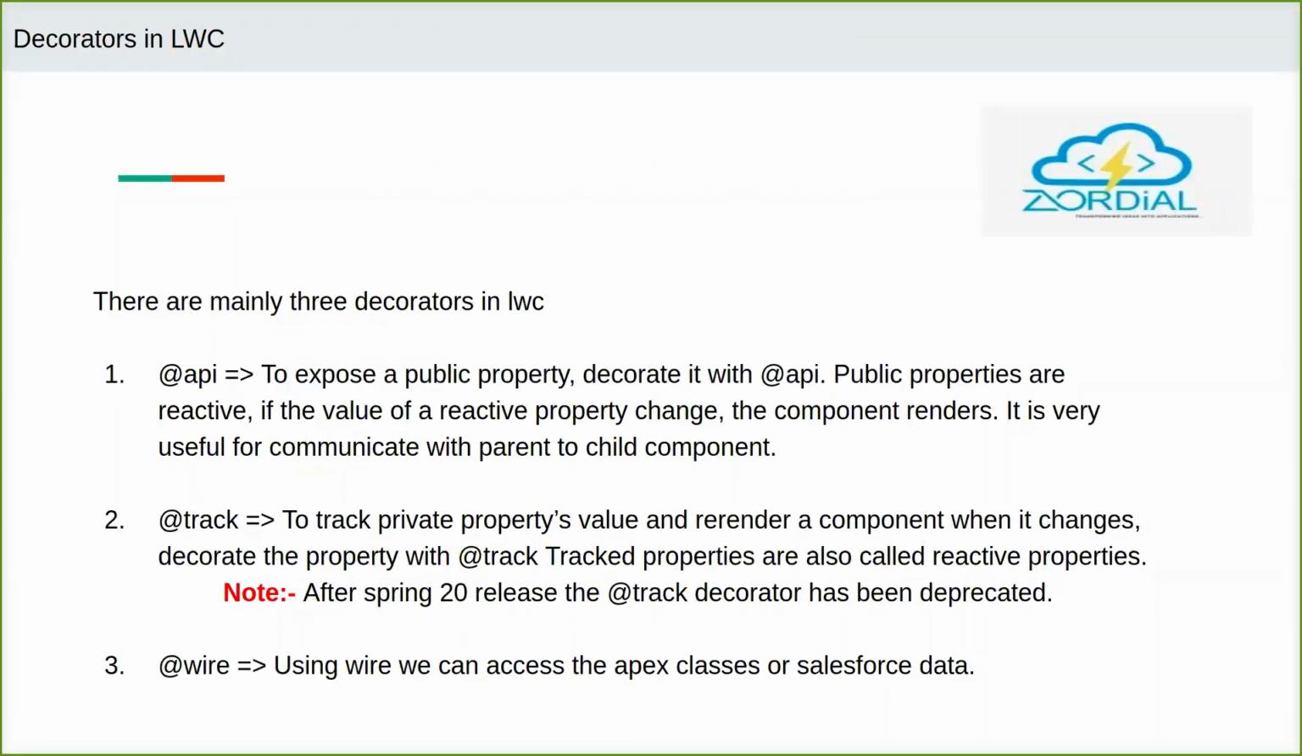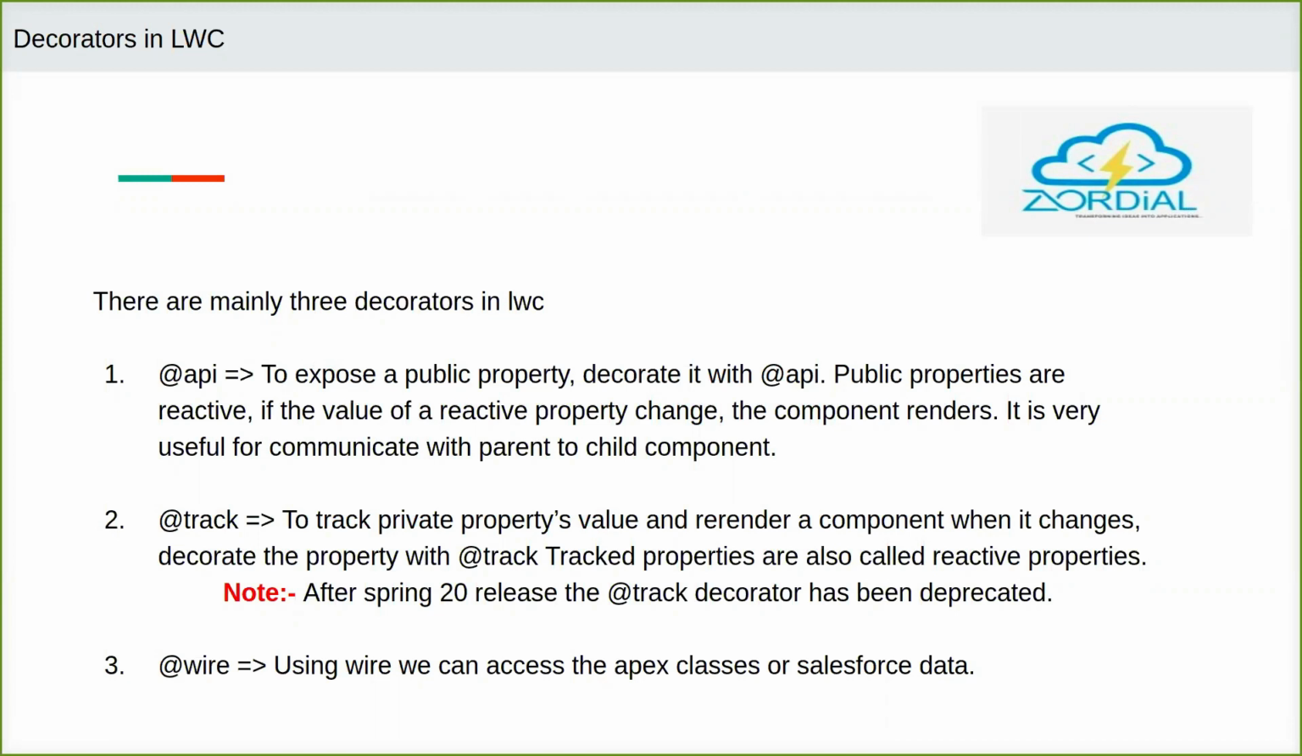As you know, there are mainly three decorators in LWC. To expose a public property, decorate it with @api. Public properties are reactive. If the value of a reactive property changes, the component re-renders. It is very useful for communicating from parent to child component. So basically, @api is a public property, so it can communicate with the other component.